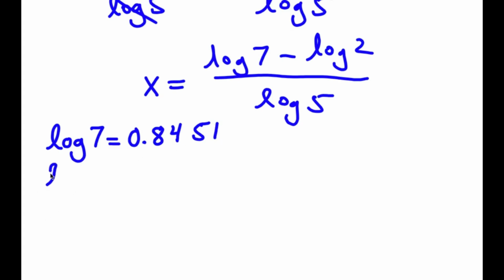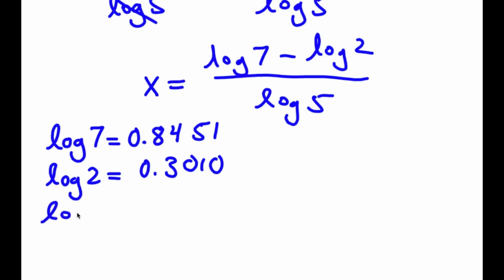Now log 2 is approximately 0.203. Oh, sorry, that's not right. It's 0.3010. And finally, we have log 5, and this is equal to 0.6990.